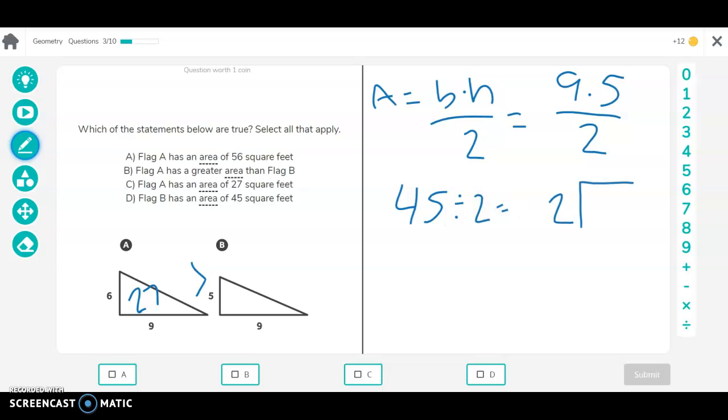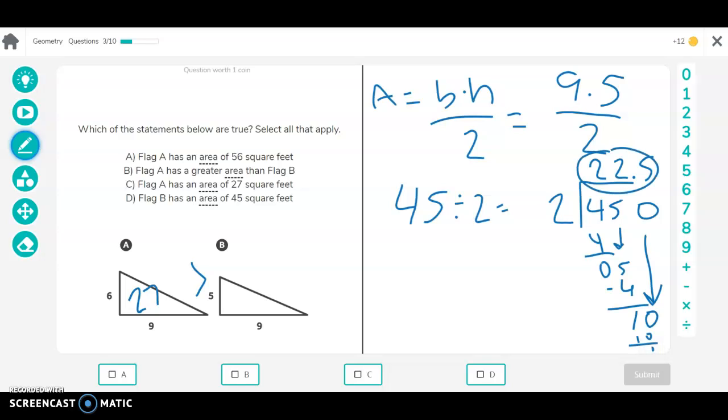So put the 2 on the outside, 45 on the inside. 2 goes into 4 twice. So 2 times 2 is 4. We get 0. Drop your 5 down. 2 goes into 5 2 times. We get 4. Now here's the problem. We're out of numbers, right? So we have to add a 0. When we add a 0, we add a decimal. So we have 2 times 10. 2 goes into 10 5 times perfectly, and boom, we're done. So our answer for this is that the area of this triangle is 22.5.